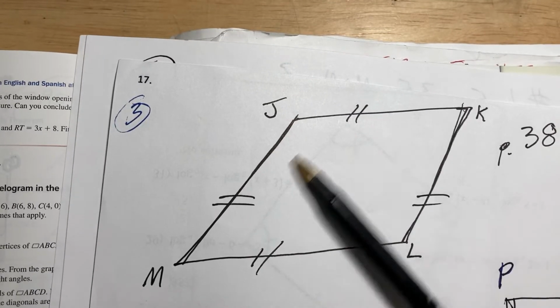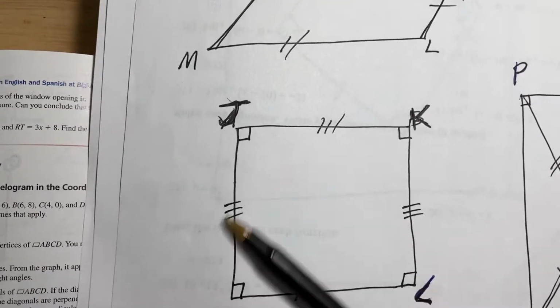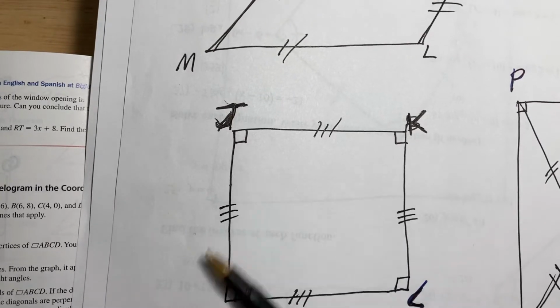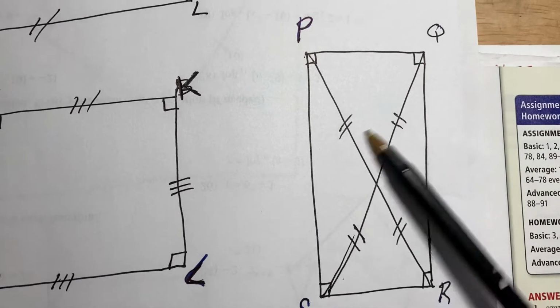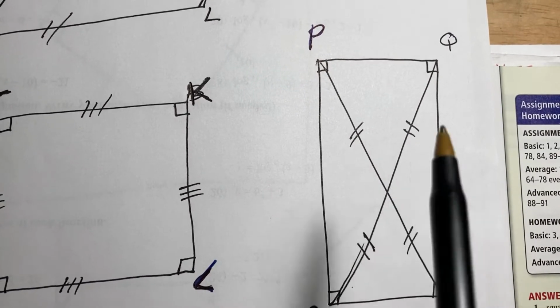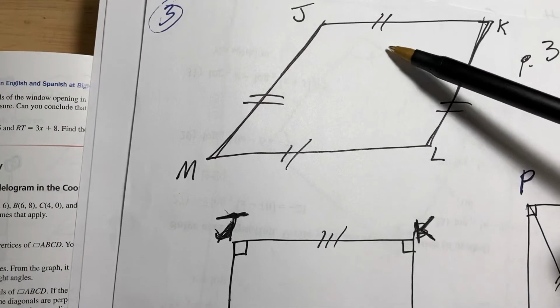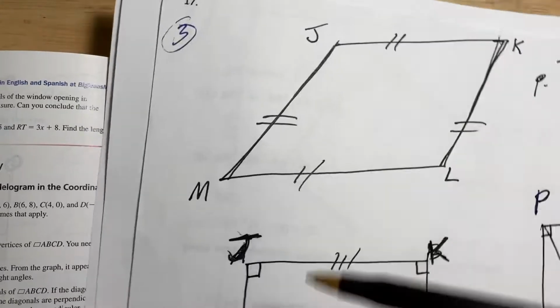Here's a rhombus that's not a rectangle, it's not a square. Here's a rhombus that is a square. That's a rectangle, but it's not a rhombus, so I'm not going to draw that one. That's not going to count here because it's not a rhombus. So in this case, we're going to use this one and this one.